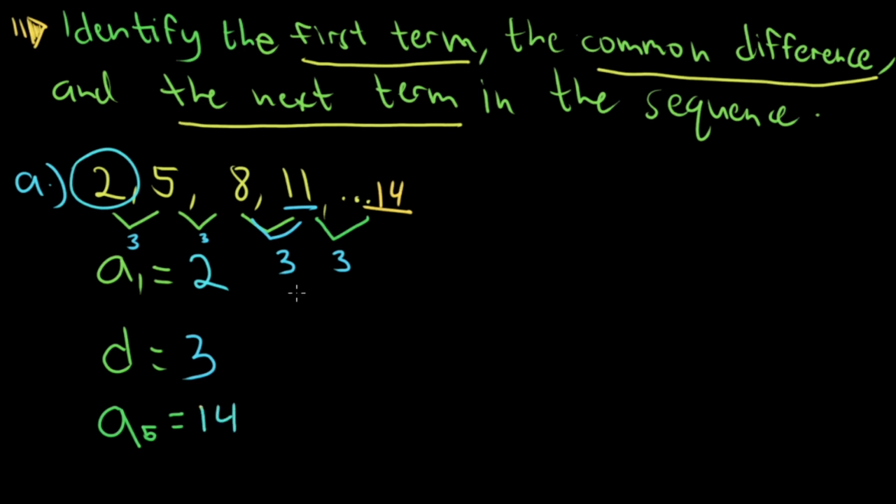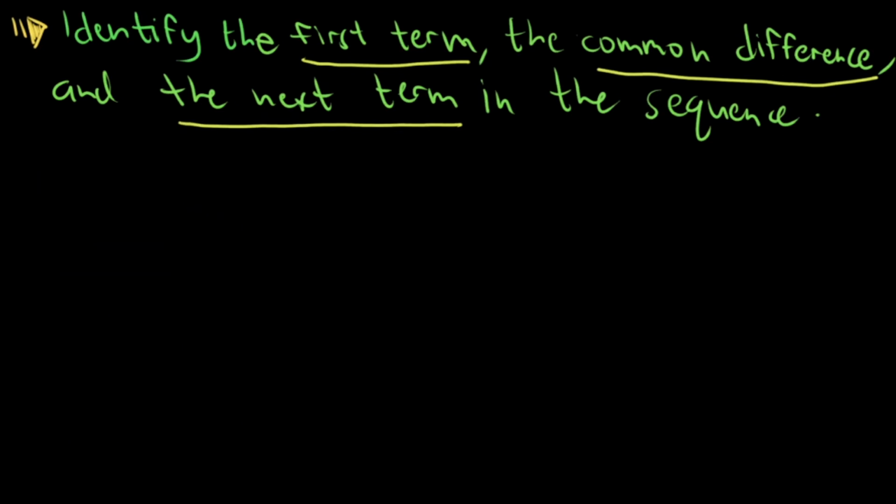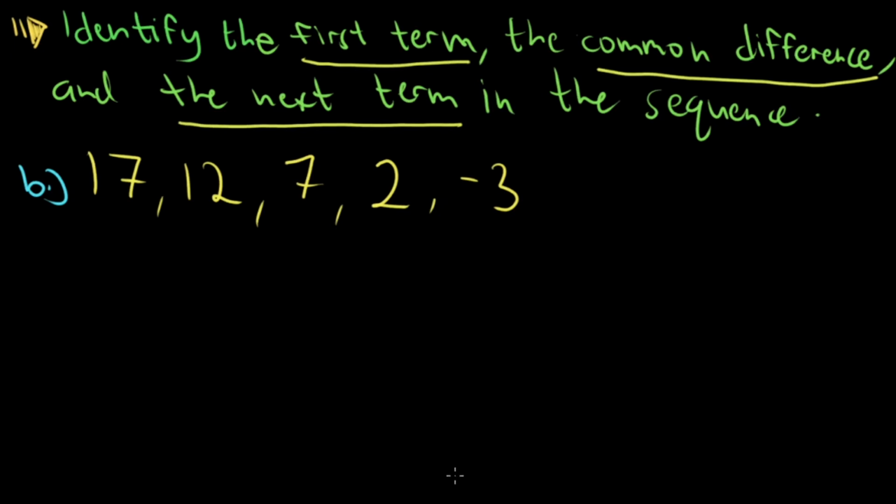14. So, that's our first term, common difference, and the next term. Let's have another example. This time we have 17, 12, 7, 2, and negative 3. We're also asked to identify the first term, the common difference, and the next term.